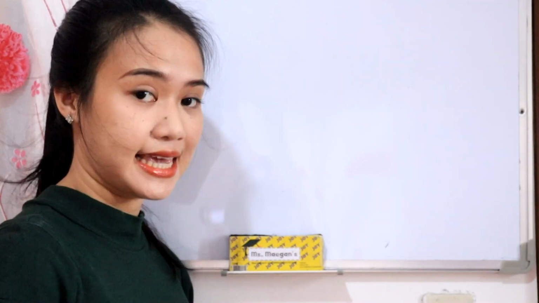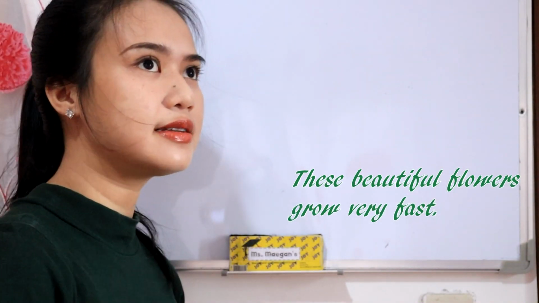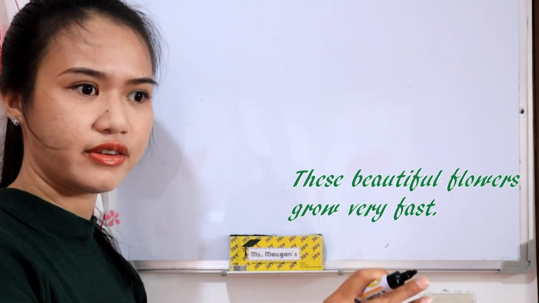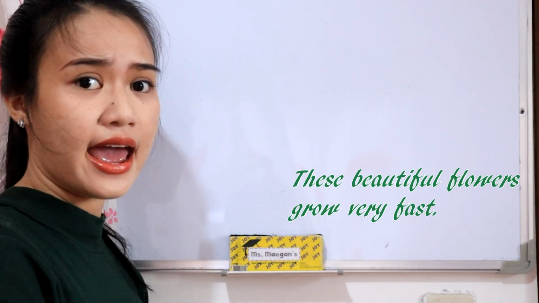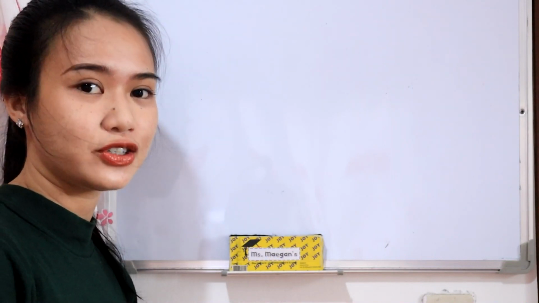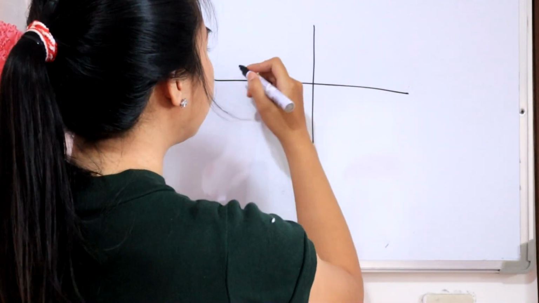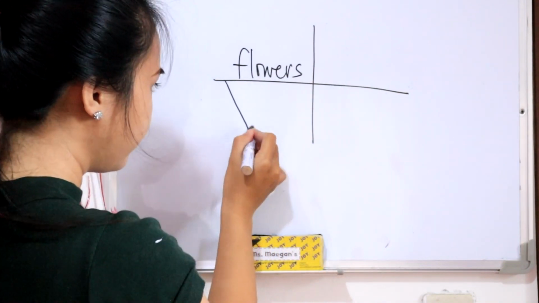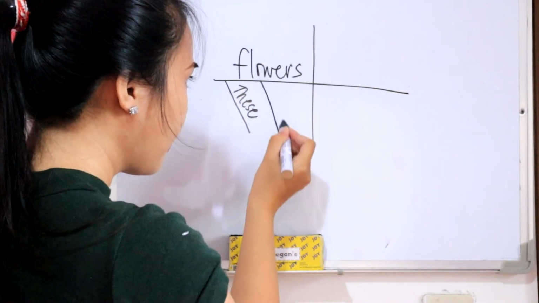Our next sentence is, these beautiful flowers grow very fast. So what is the pattern? These flowers, beautiful flowers, the subject, grow very fast. So we have grow there as the intransitive verb, and fast is an adverb describing how the flowers grow. So the pattern is subject and intransitive verb. Very simple. Flowers, this is our subject. How are the flowers modified? We have demonstrative, these, and then beautiful.